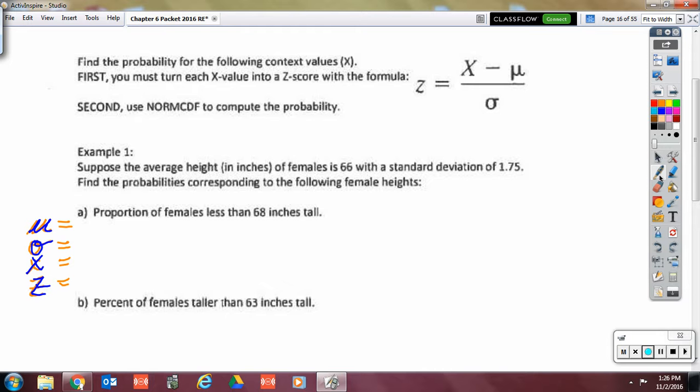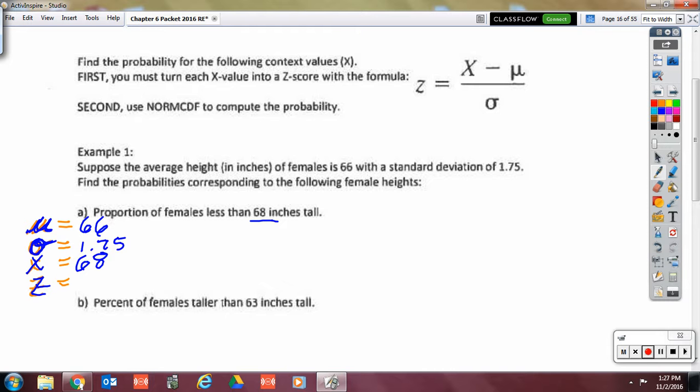66, with a standard deviation of 1.75. All right, so find the proportion of females less than 68 inches tall. What does 68 inches represent? Good. This is the context value, so that means it's the x. This mu right here is the mean. This is the standard deviation. Yeah, this is a lowercase sigma. Okay, that's the standard deviation.